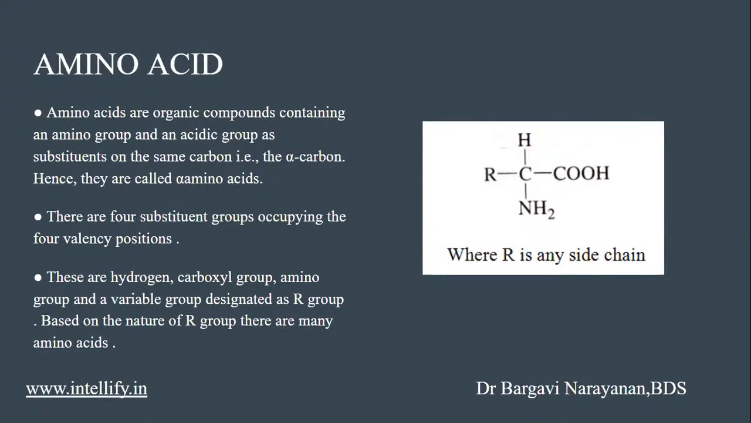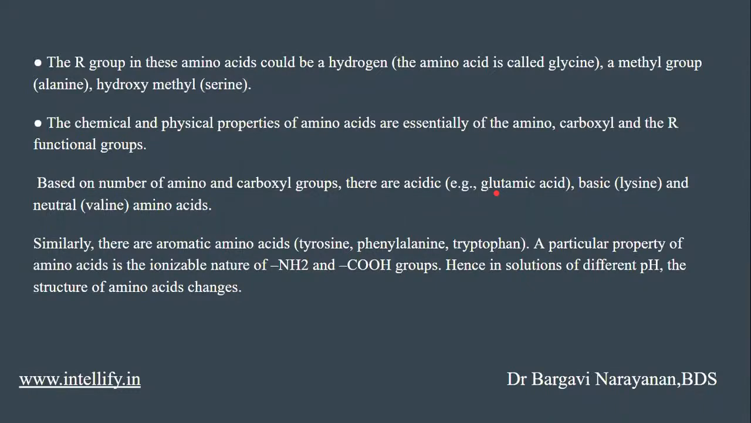Now, an amino acid contains an amino group as well as an acidic group on the same carbon atom, which is called the alpha carbon atom. Along with this, it has four valency positions, one occupied by the amino group, one by the carboxyl group, one by the hydrogen, and the other is the R functional group, which could be anything. Now, based on the R, there are various types of amino acids. If the R is hydrogen, it's called glycine. If the R is a methyl group, it's called alanine. And if the R is a hydroxymethyl group, it's called serine.